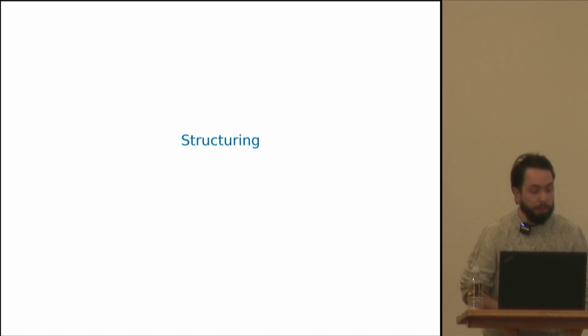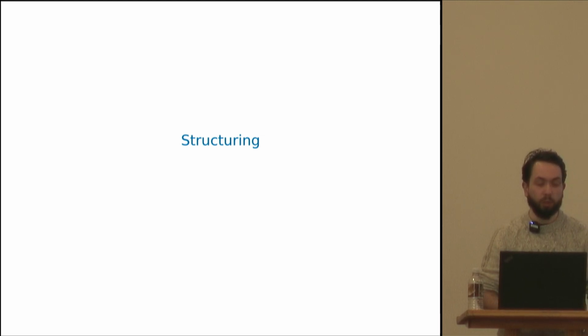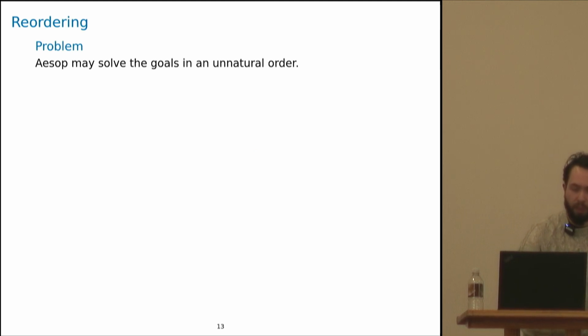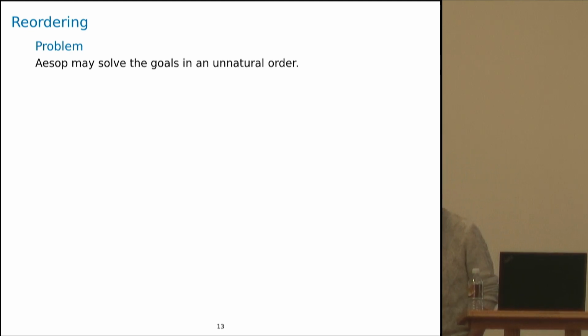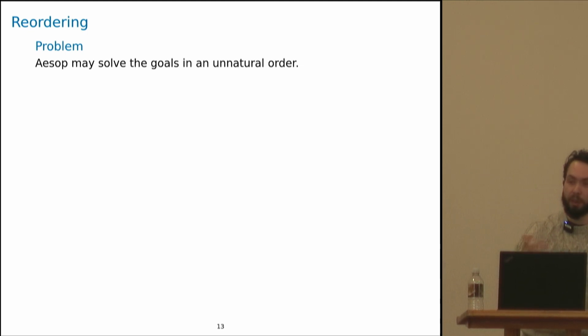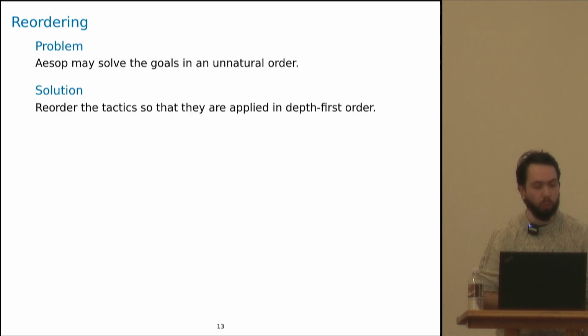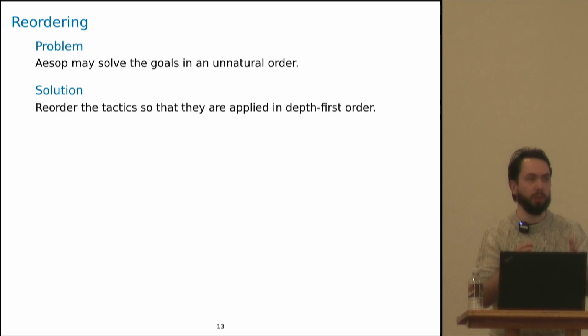All right, moving on to the second and most involved stage of the pipeline, which is the structuring stage. And here, the main problem, although there are a bunch of other problems that I also discuss in the paper, but the main problem is that Aesop may solve the goals in an unnatural order. The solution obviously is, okay, we want to reorder the tactics such that they are applied in the natural depth first order, right? So we always attack the first goal first.